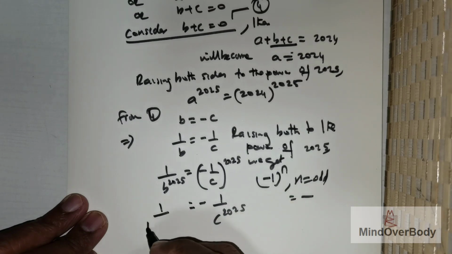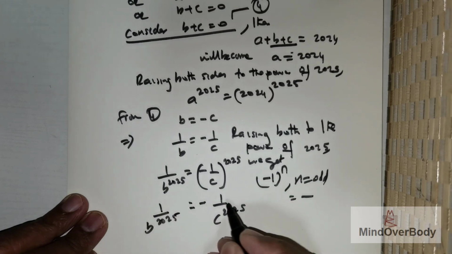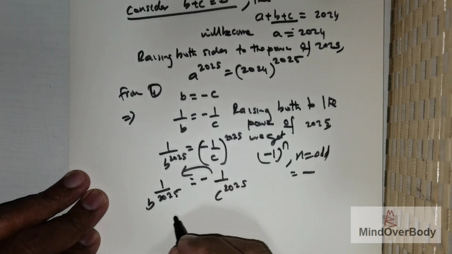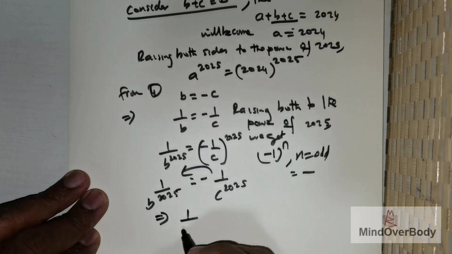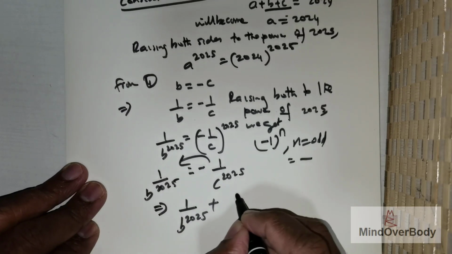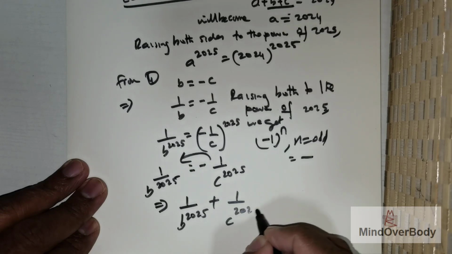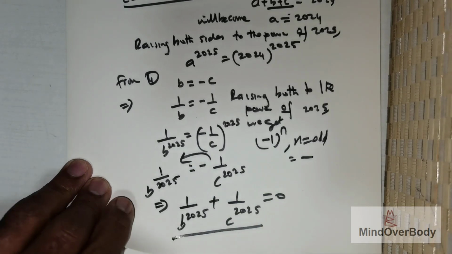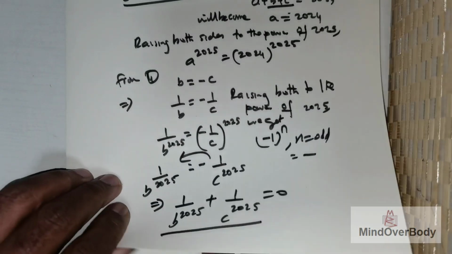On the left I've got (1/B)^2025. So if I were to move the right to the left, this would imply that I've got (1/B)^2025 + (1/C)^2025 = 0. So this is a very important result. Now this is equal to 0. So what does that mean?